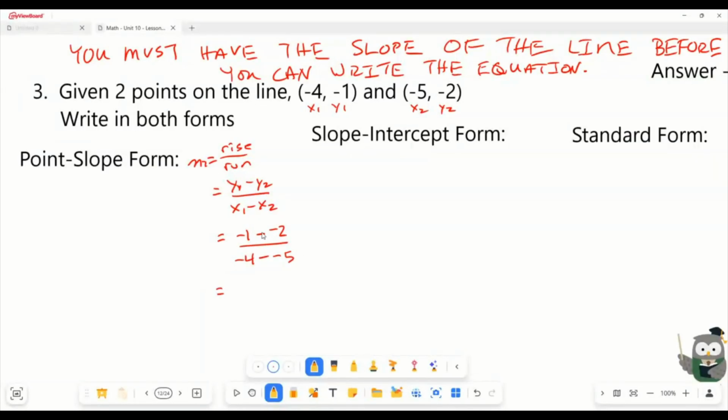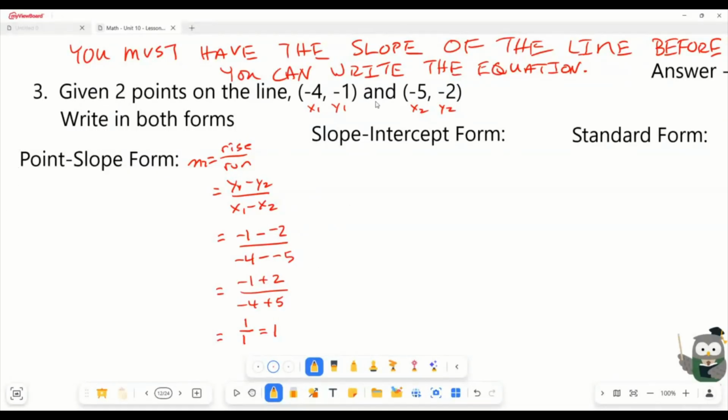Two negatives written next to each other is a not. Not is a double negative. A double negative is a positive. -4 plus 5. -1 plus 2 is +1. -4 plus 5 is +1. +1 over +1 is 1. Well, that's going to be nice because we don't have a fractional slope, which means some of our work's going to be easier.